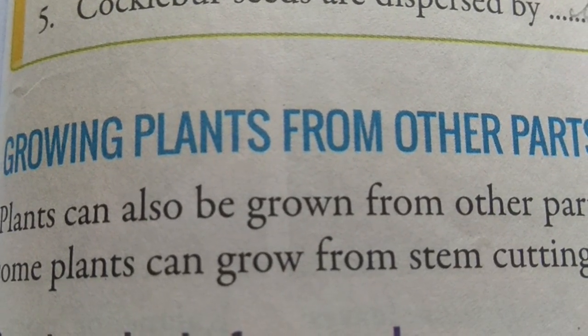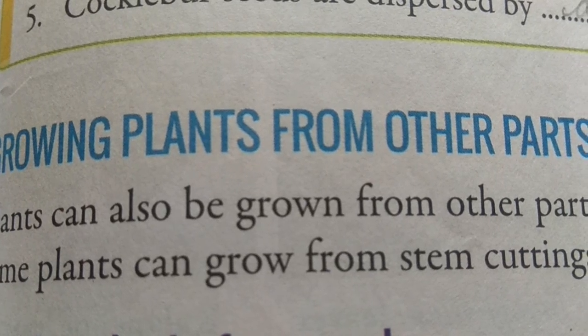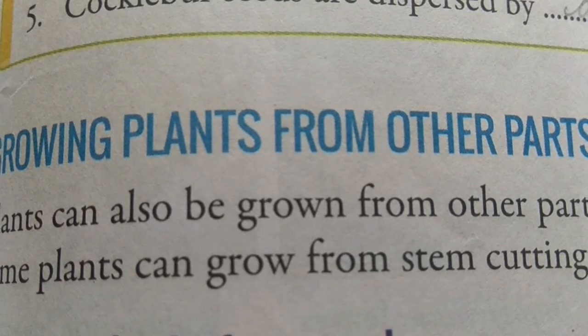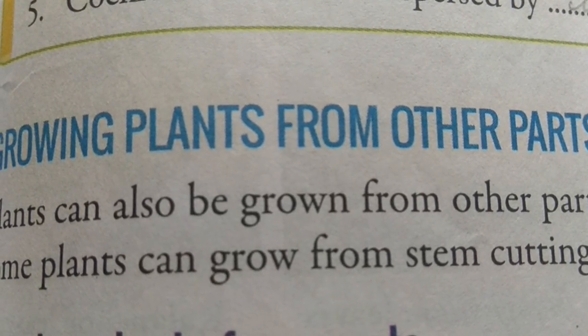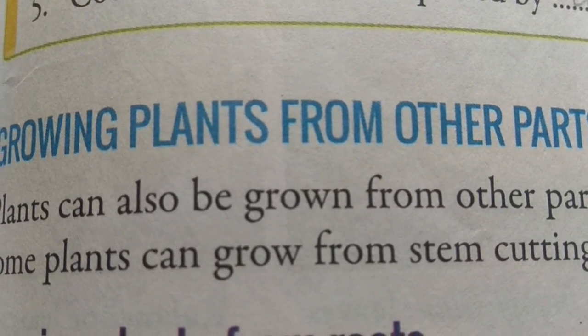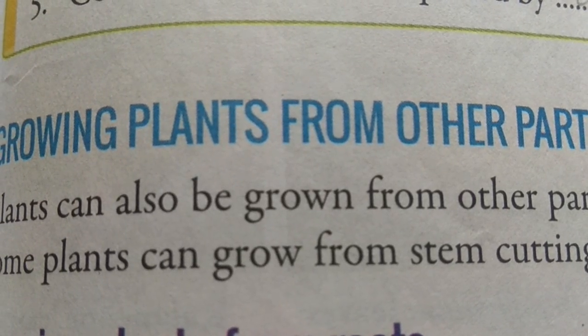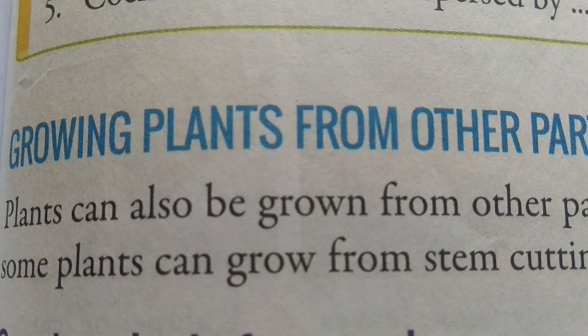Today we will study growing plants from other parts. New plants can grow not only from seeds but also from roots, stems, leaves and spores. This is called vegetative propagation. So let us study them in brief.